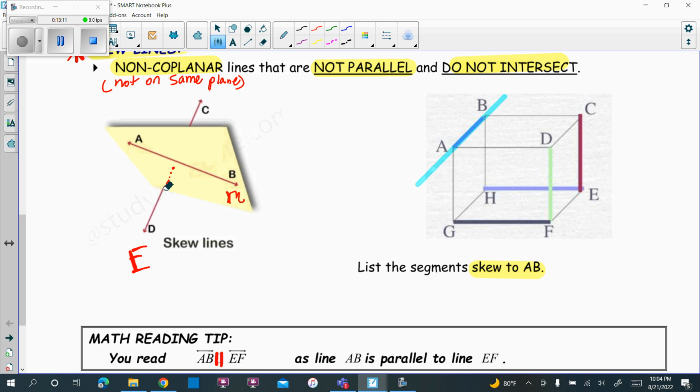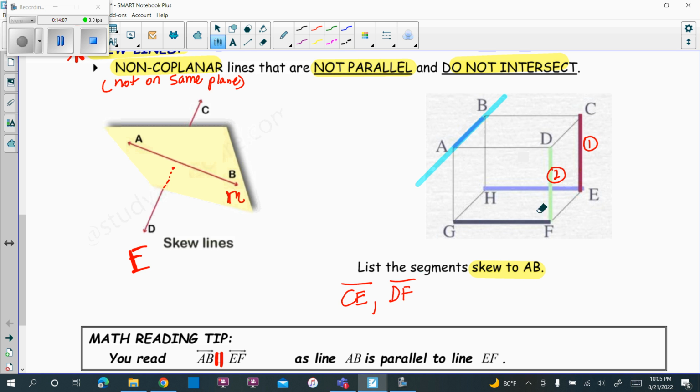Now, they want you to list the segments that are skewed to AB. So I've already extended my highlighting of the segment AB. Since this segment AB is on the top of the prism, we cannot pick any segments on the top. So our first example of a segment that is skewed, and also not parallel, since it's not going to go in the same direction, would be over here. This is one. That would be segment CE. Put the segment symbol above that. Then I could go to this second one here, this green one. We have DF. It's going in a different orientation on a different plane. This is on the right side versus the AB on the top.